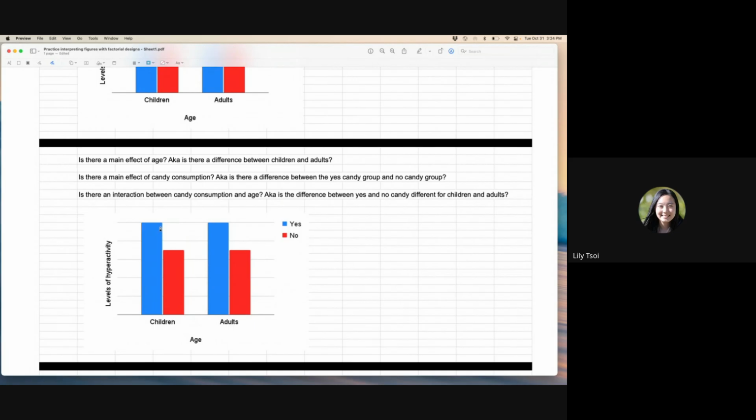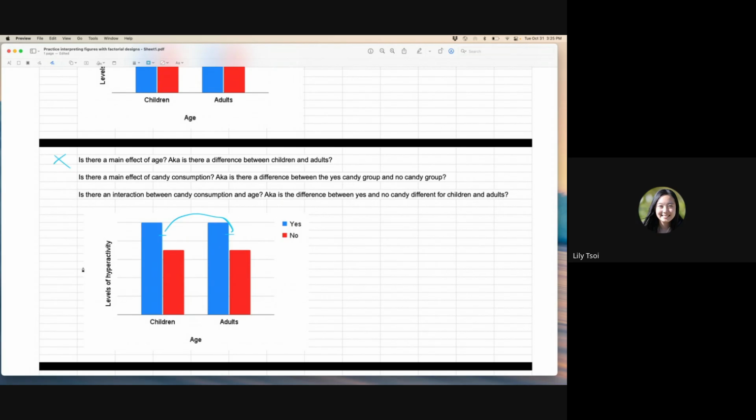So here, the mean would be somewhere around here for children, and also the same thing for adults. And then we're comparing the mean for children and the mean for adults. And because it looks exactly the same, we do not have a main effect of age.